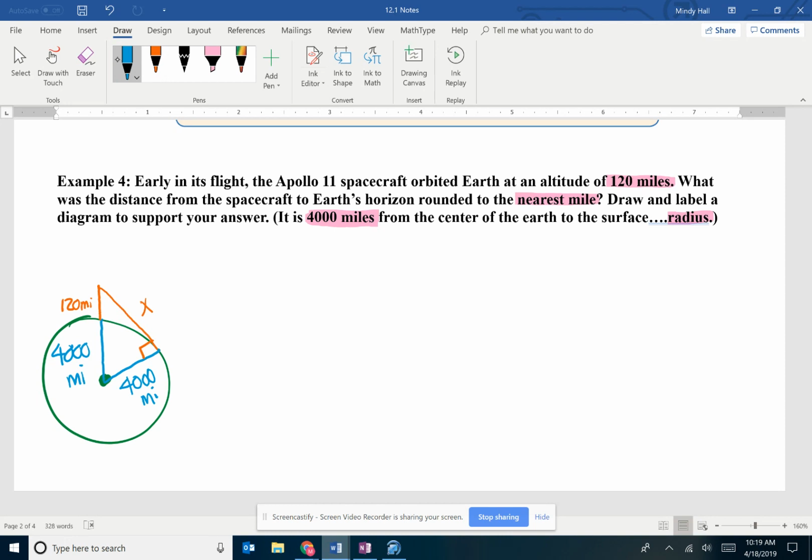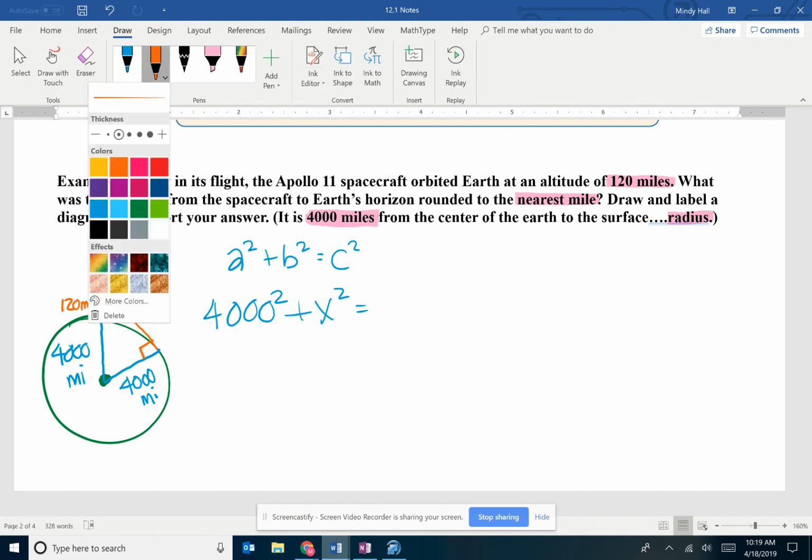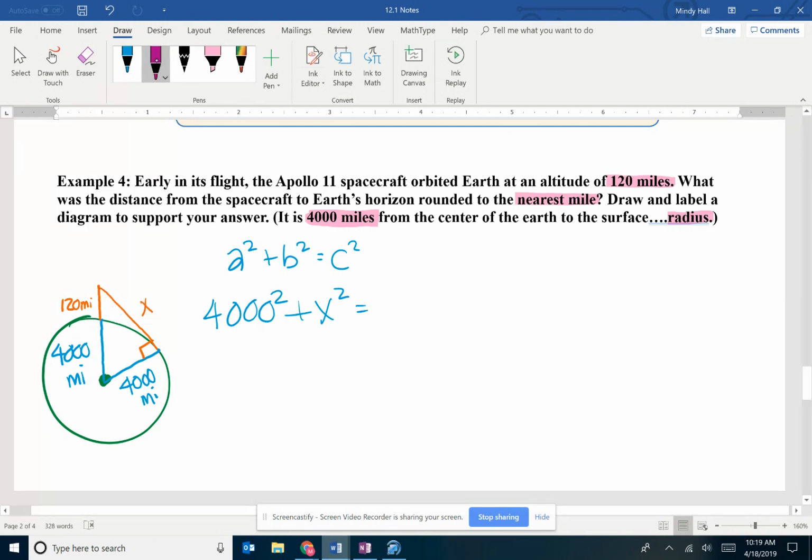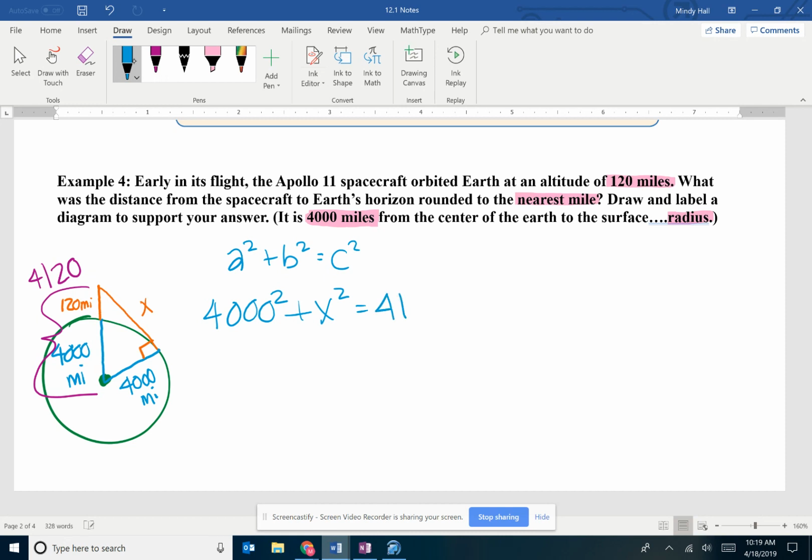So in order to set this up, we would have a squared plus b squared equals c squared. A squared, I'm going to call 4,000. B squared is going to just be the x squared because it's another leg. And c squared should always be your hypotenuse. And if you are the type that it's easier for you to identify what this is before you plug it in, that's fine. The total length is 4,120, so I plug in 4,120 squared.